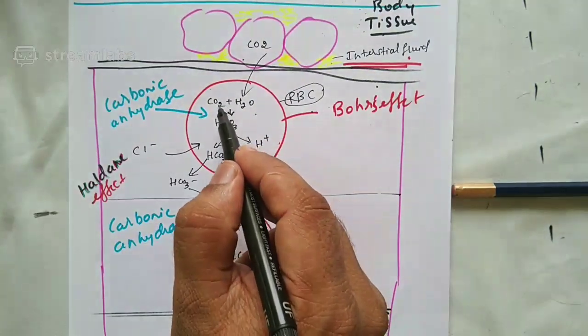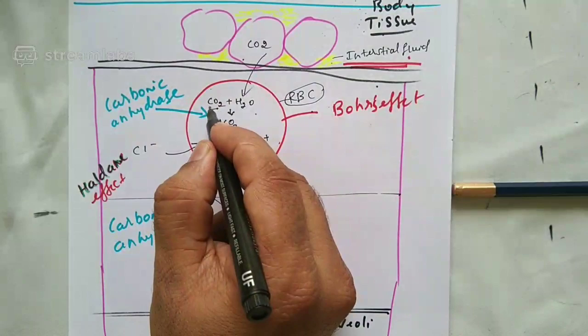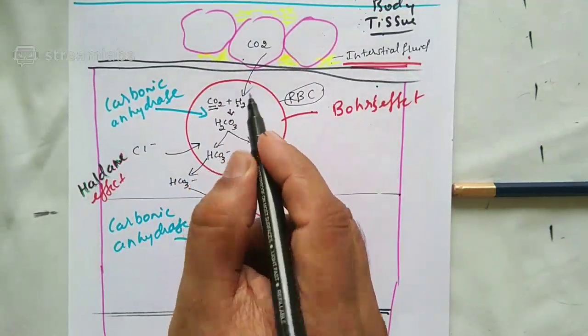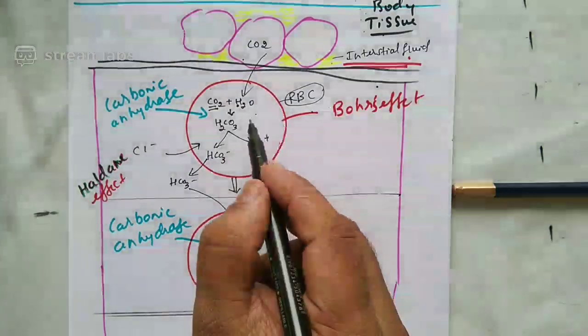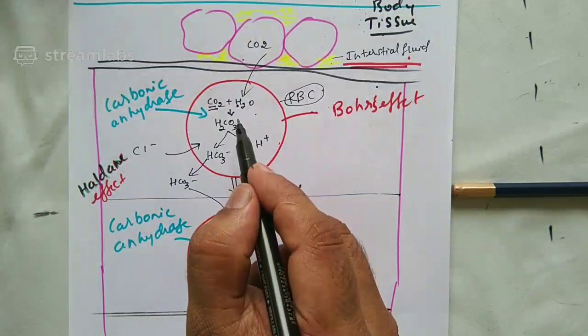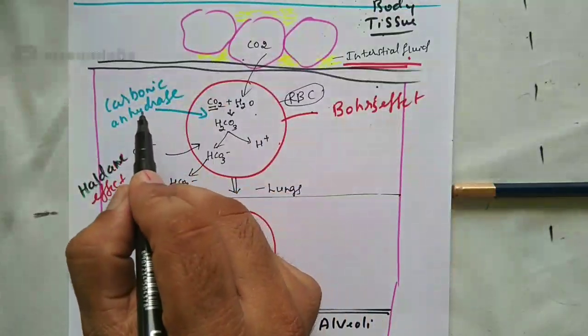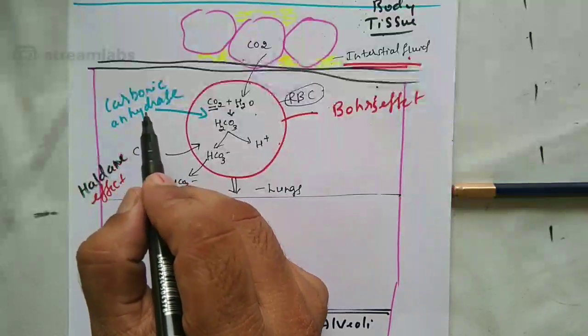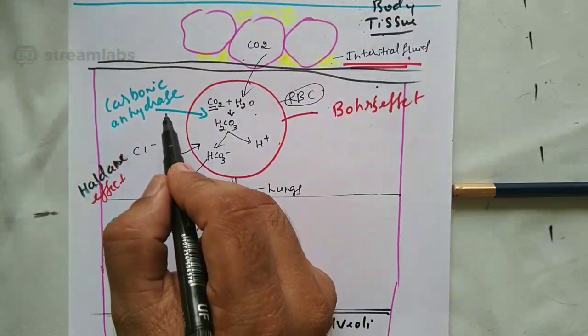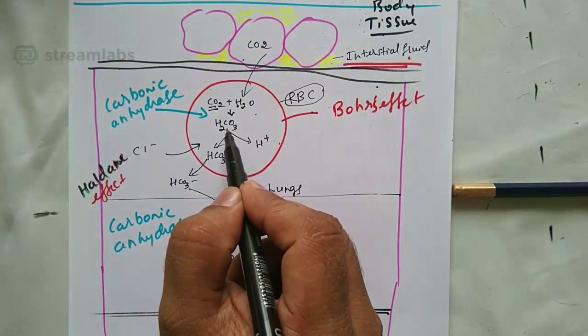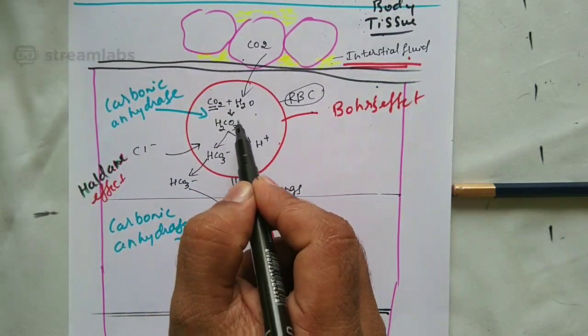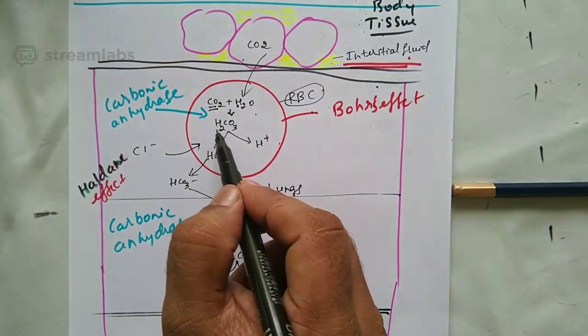After carbon dioxide enters the RBC, it will react with water to form carbonic acid, H2CO3. And this is done by which enzyme? The fastest enzyme in the world, whose name is carbonic anhydrase. So carbonic anhydrase catalyzes the reaction of CO2 plus H2O to become H2CO3. And you already know that it's the fastest enzyme, so the product will be very high.